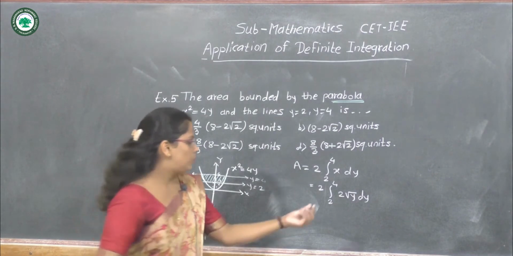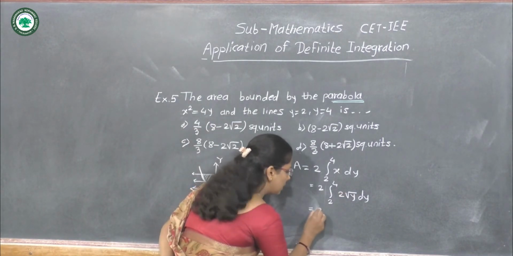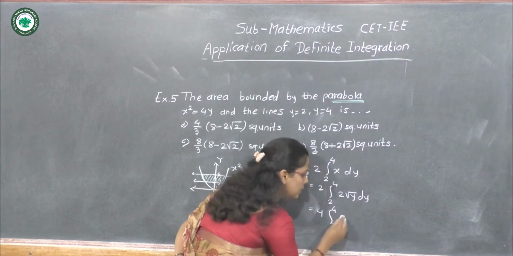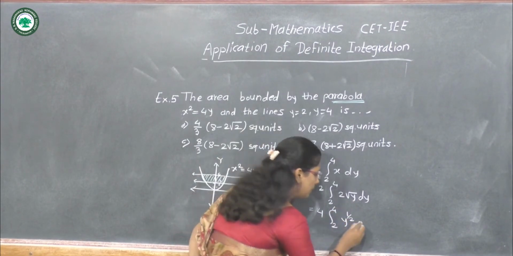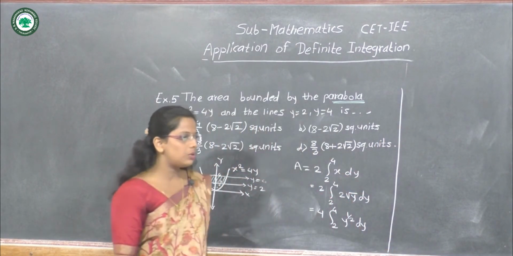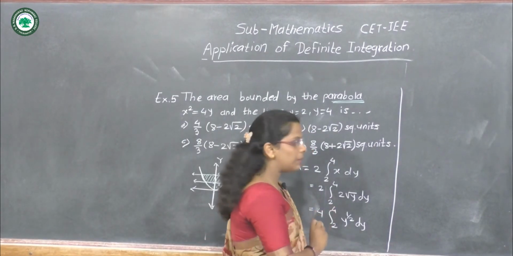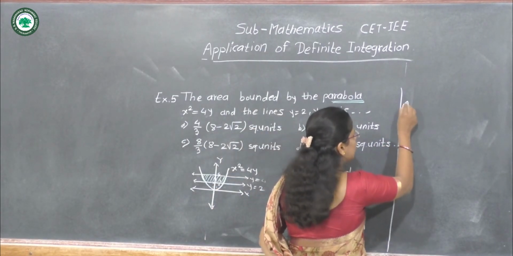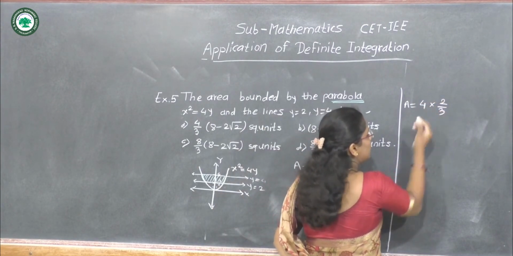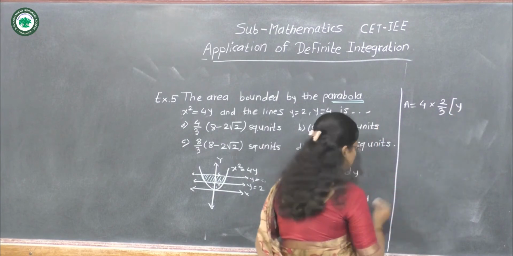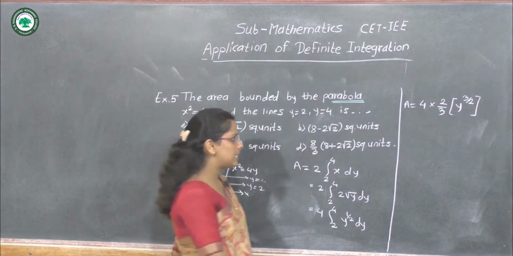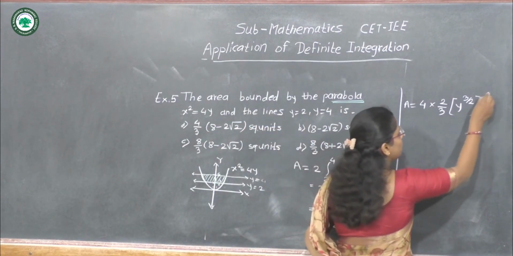Now 2 taking outside, 2 into 2 is 4. Integration 2 to 4. Root y can be written as y raised to 1 upon 2 dy. Next, by the formula x raised to n is equal to x raised to n plus 1 upon n plus 1. Area is equal to 4 into 2 upon 3 y raised to 3 upon 2. 1 plus 1 by 2 plus 1 is 3 upon 2, from 2 to 4.